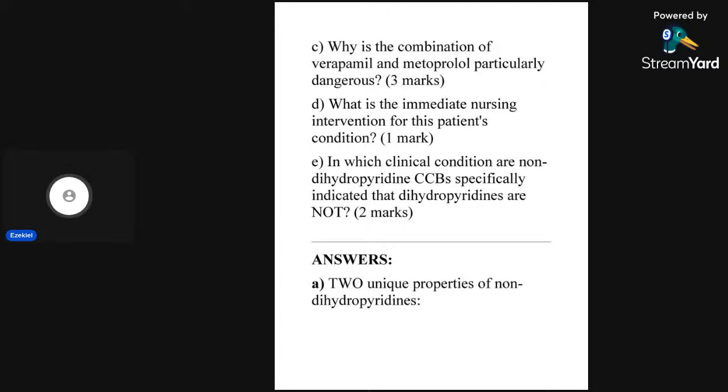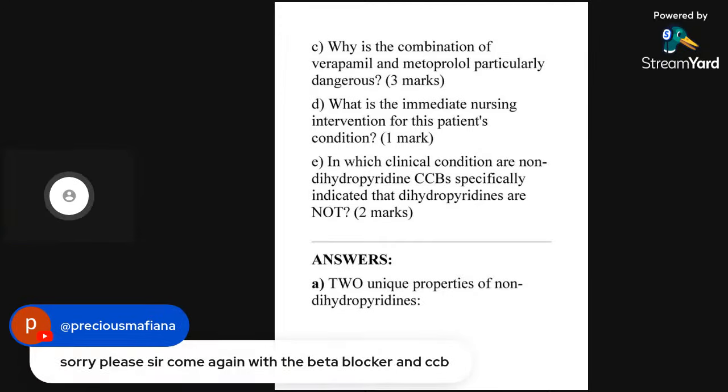We have a final. Yeah, Precious. All right. So please come and give me beta blockers and CCB. So for beta blockers, I said in class that beta cells are in the heart. They cause increased contraction. Sorry, beta cells cause contraction of the heart. The calcium channels cause contraction.